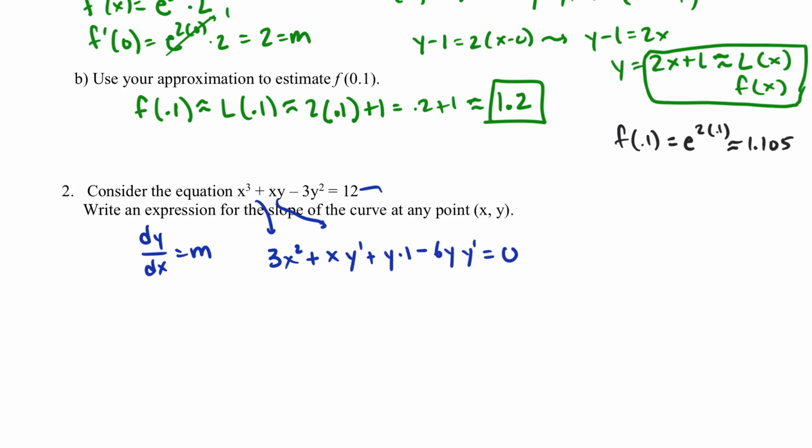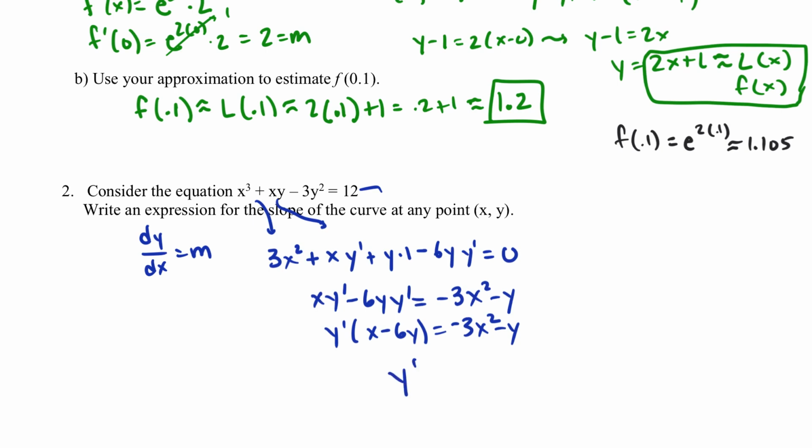Now I need to collect all the y primes on the same side, so I'm going to end up with xy prime minus the 6y y prime. Put everything else on the other side, so this will be negative 3x squared, and then this will be minus y. Now solving for y prime, I will get x minus 6y equals negative 3x squared minus y. So y prime, which is my dy dx, which is my slope at any point, is going to be given by this equation, 3x squared minus y, all divided by x minus 6y.